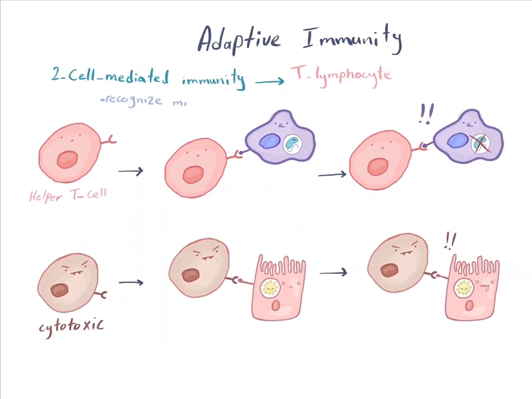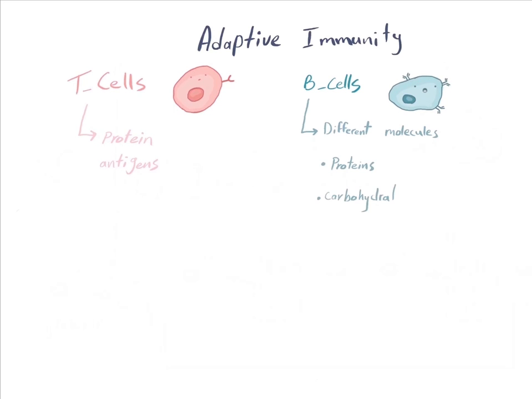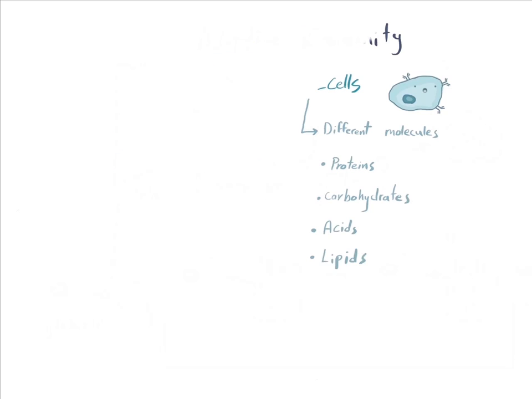In both cases, T cells recognize microbial antigens that are expressed on the surface of the cells, which indicate that there is a microbe inside the cell. Most T cells recognize only protein antigens, whereas B cells and antibodies are able to recognize many different types of molecules, including proteins, carbohydrates, nucleic acids, and lipids.